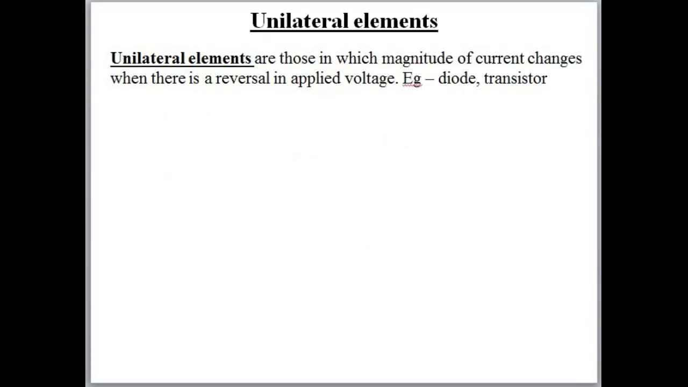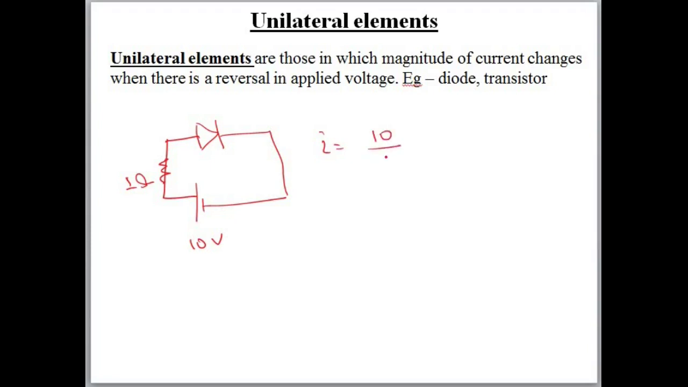Unilateral elements. In these, if the voltage is reversed, you can see. Suppose this is your voltage, this is one diode, and one series resistance is also there. This is your 10 volt, this is 1 ohm. What will be the current? I will be 10 by 1, or 10 ampere.